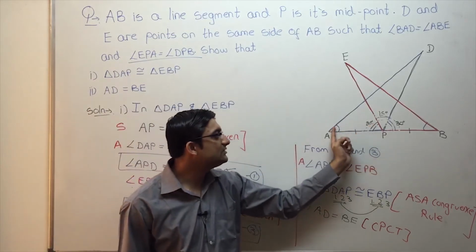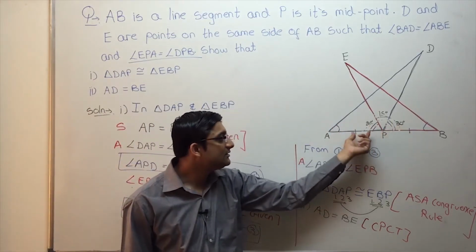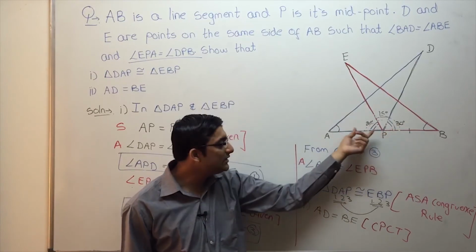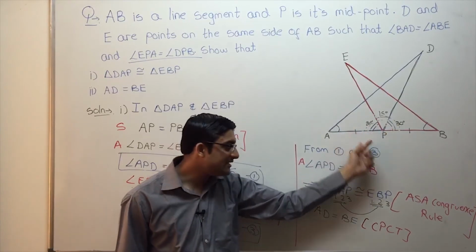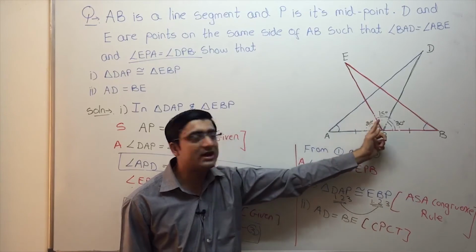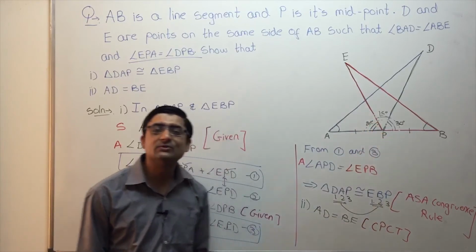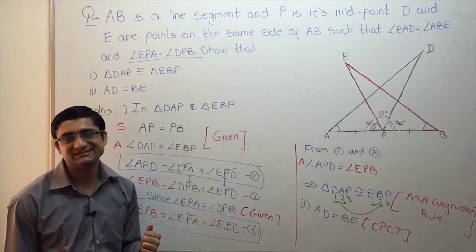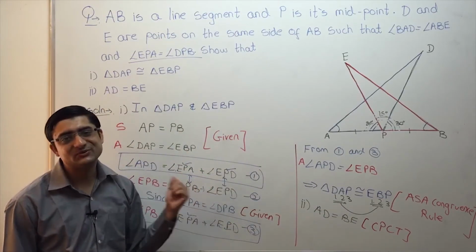So in two triangles, two corresponding angles are equal. The included side is also equal. Hence by ASA criteria, the two triangles are congruent and AD is equal to BE by CPCT. Corresponding parts of congruent triangles, right? So this is how you solve this question.